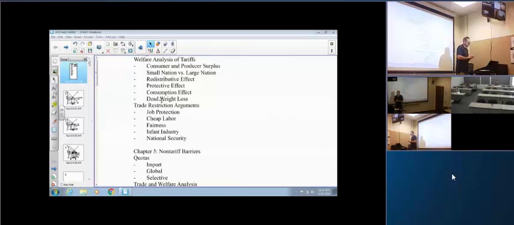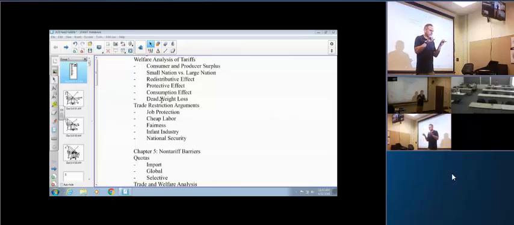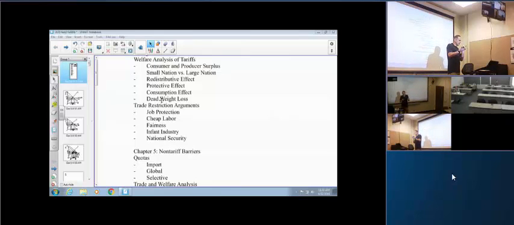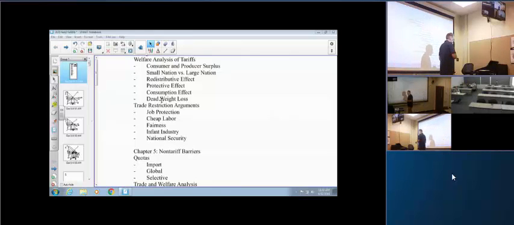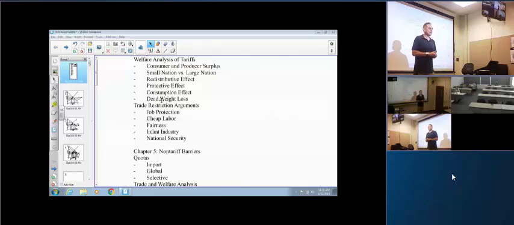Welfare analysis of a tariff. So we use total surplus. Total surplus is comprised of two component parts: producer surplus and consumer surplus. Whenever you voluntarily buy something, you get surplus as the consumer, called consumer surplus, and the producer gets surplus called producer surplus. Don't confuse producer surplus with profits. Sometimes they're the same thing, but they're not necessarily the same thing.